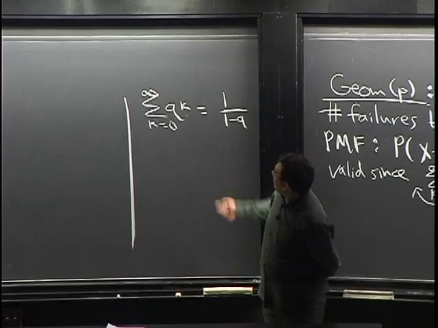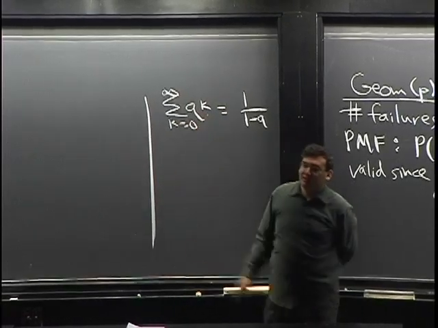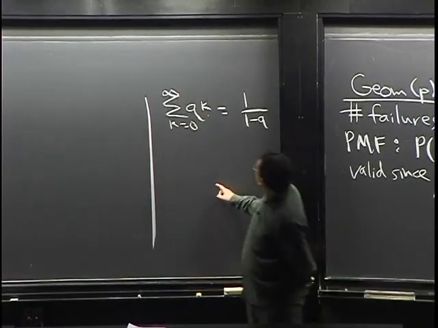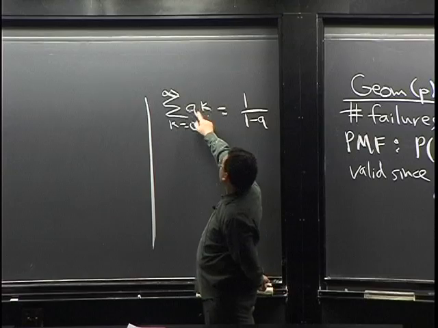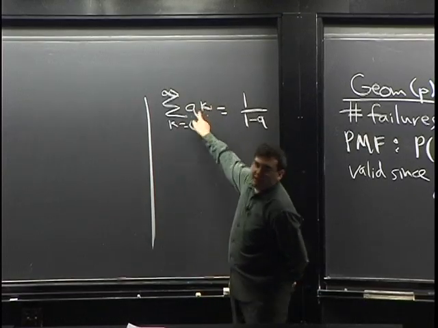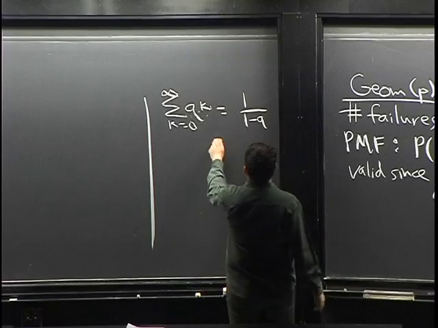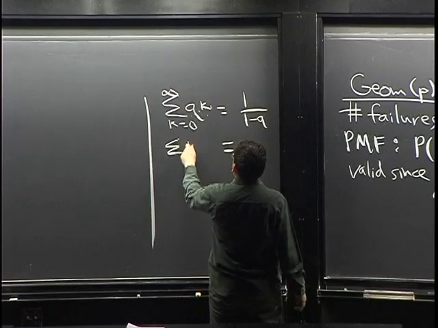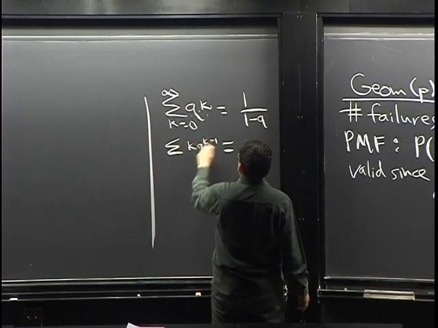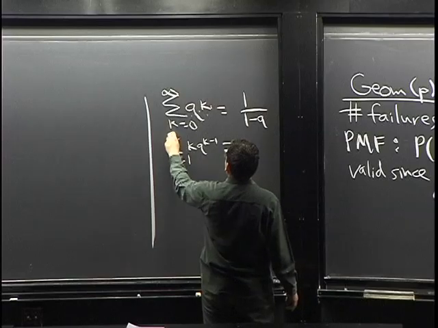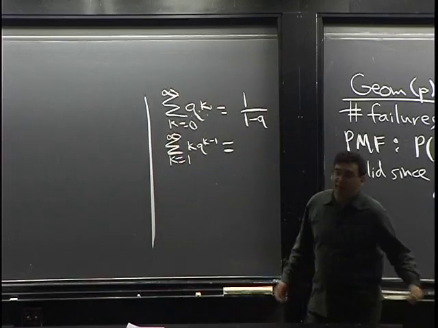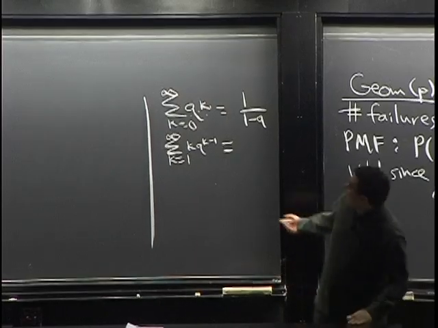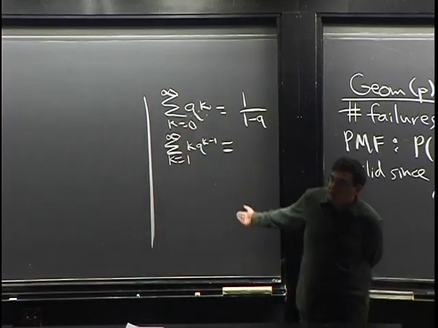Well, one idea would be to take the derivative, right? Because if I take the derivative with respect to q, then I'll get k q^(k-1), and then I have a k in front. So let's take the derivative of both sides of this equation. That's going to be k q^(k-1), and I'm going to start the sum at 1 because it's 0 at 0. I exchanged the derivative and this sum, but it's OK to do that.